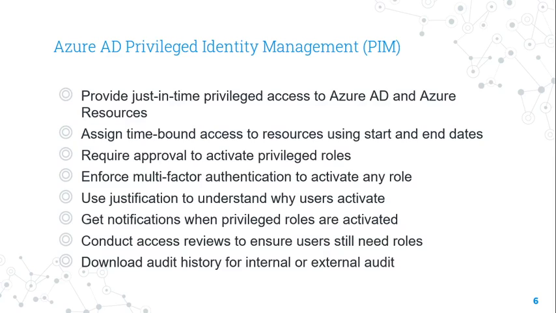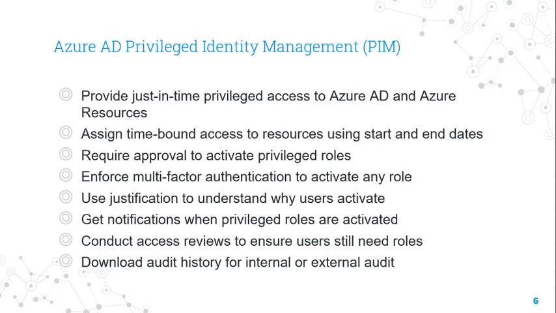If your organization has guests that are working for a specific time, the role privilege will expire automatically. Requiring approval to activate privileged roles: you can designate one or more approvers. These approvers will receive an email once a request is made. Enforcing multi-factor authentication to activate any role. If your organization already has multi-factor authentication enabled, PIM will not ask the user to sign in again.